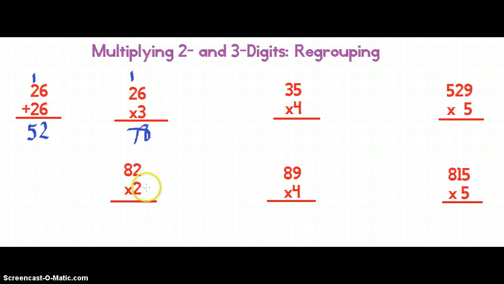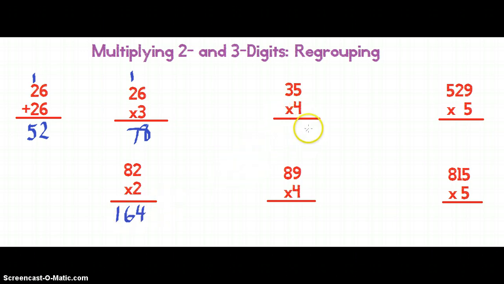82 times 2. This one's a little bit different, but we'll work through it. 2 times 2 is 4. And then I multiply my tens. 2 times 8 is 16. So, since there's no number in the hundreds place, I'm just going to write that 16 down right in front of the 4. And my answer is 164.